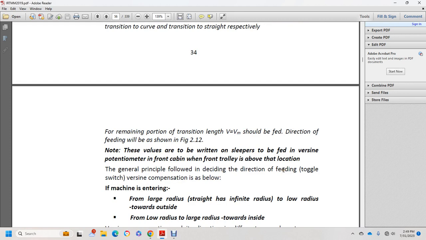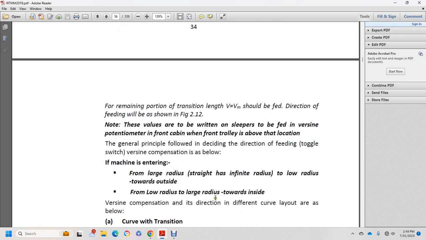For the remaining portion of the transition, V is equal to Vm, the maximum, in the direction of feeding, as shown in figure 2/2. Note the value of the versine is read from the front cab and the front trailer above the location. The general principle is to decide the direction of feeding with the toggle switch for versine compensation as below. If the machine is entering from a large radius or straight with infinite radius toward a low radius, or from a low radius to a large radius, toward the outside, the versine compensation direction is different.